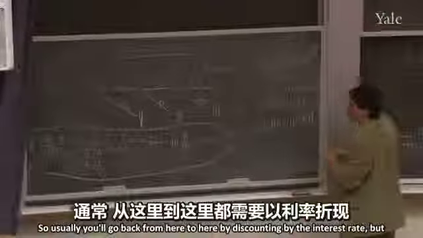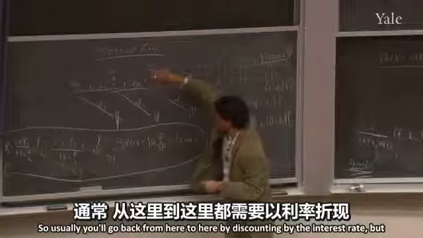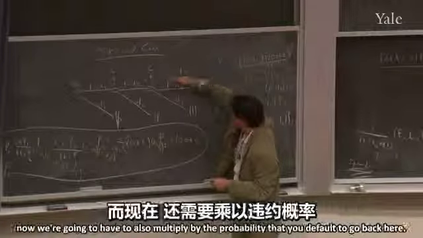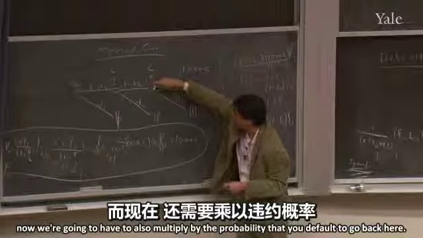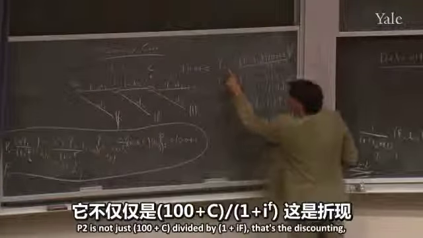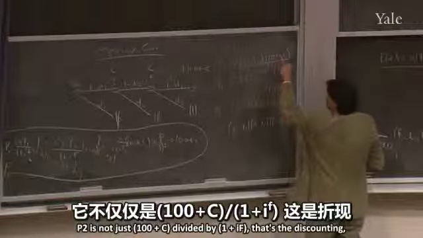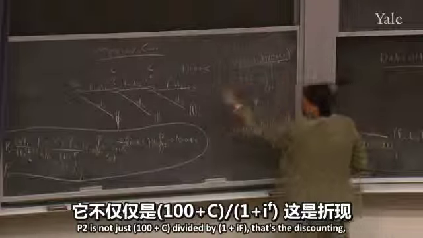Usually you'll go back from here to here by discounting by the interest rate, okay, but now we're going to have to also multiply by the probability that you default to go back here. So we get a lower number. P2 is not just 100 plus C divided by 1 plus IF, that's the discounting.